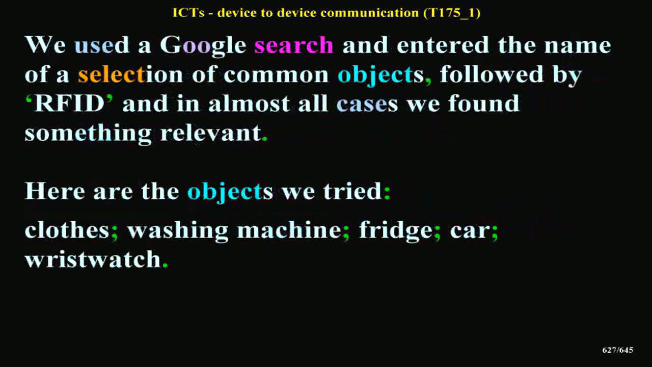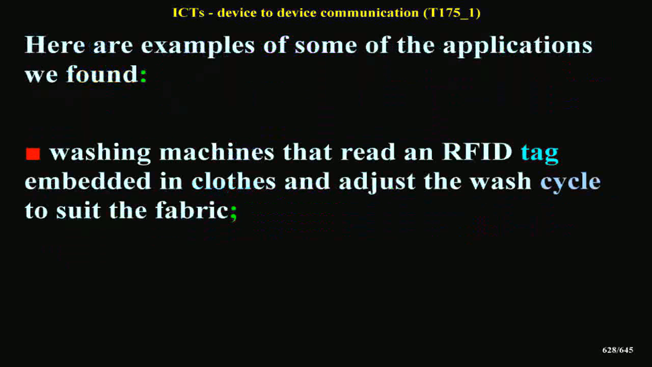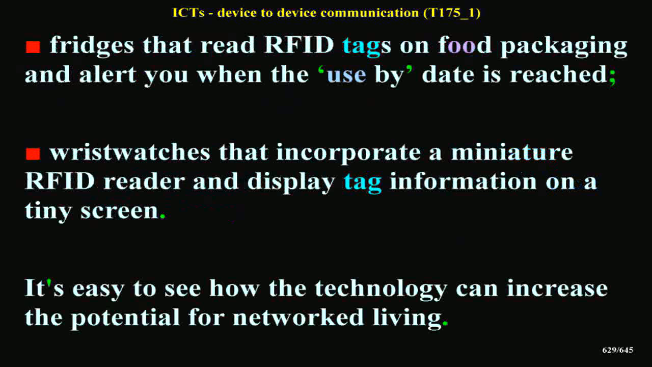Here are the objects we tried: clothes, washing machine, fridge, car, wristwatch. Here are examples of some of the applications we found. Washing machines that read an RFID tag embedded in clothes and adjust the wash cycle to suit the fabric. Fridges that read RFID tags on food packaging and alert you when the use-by date is reached. Wristwatches that incorporate a miniature RFID reader and display tag information on a tiny screen.